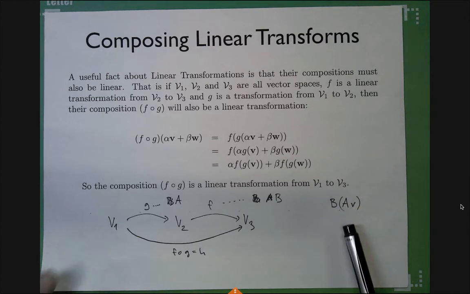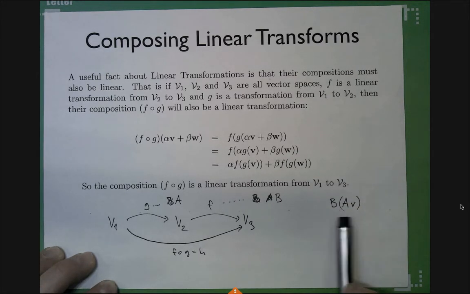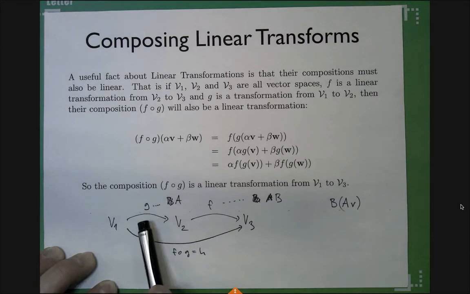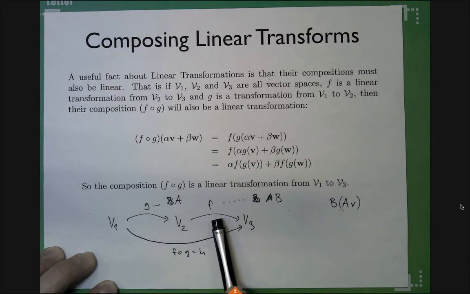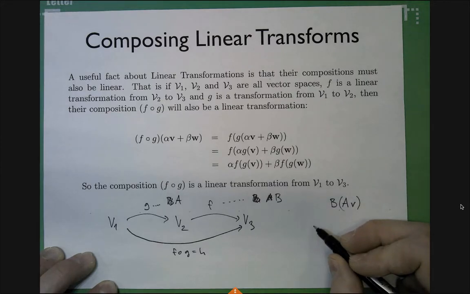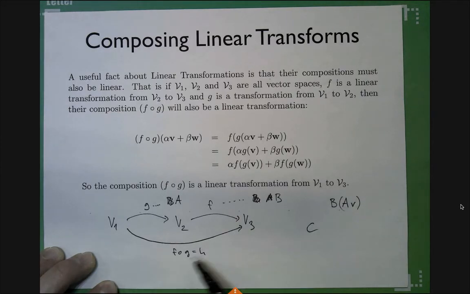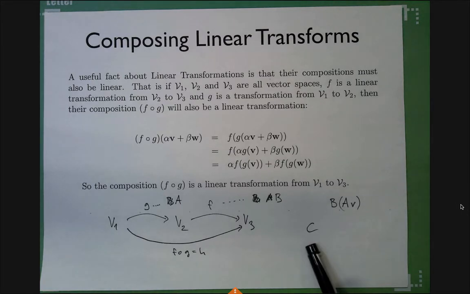And here is the interesting thing. So I have these two matrices, A corresponding to transformation G and B corresponding to F. And because F composed G is also a linear transformation, there must be some other matrix C which represents the entire transformation, F composed G going from V1 to V3, right? So how is this matrix C going to look? That's basically going to be the matrix multiplication of matrices B and A, right?